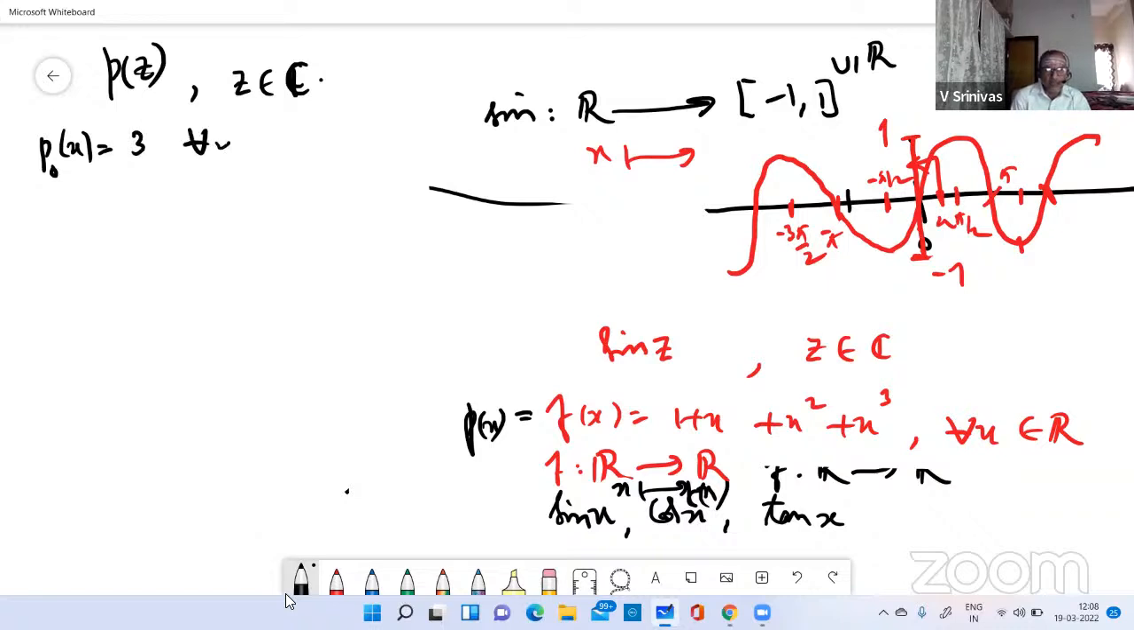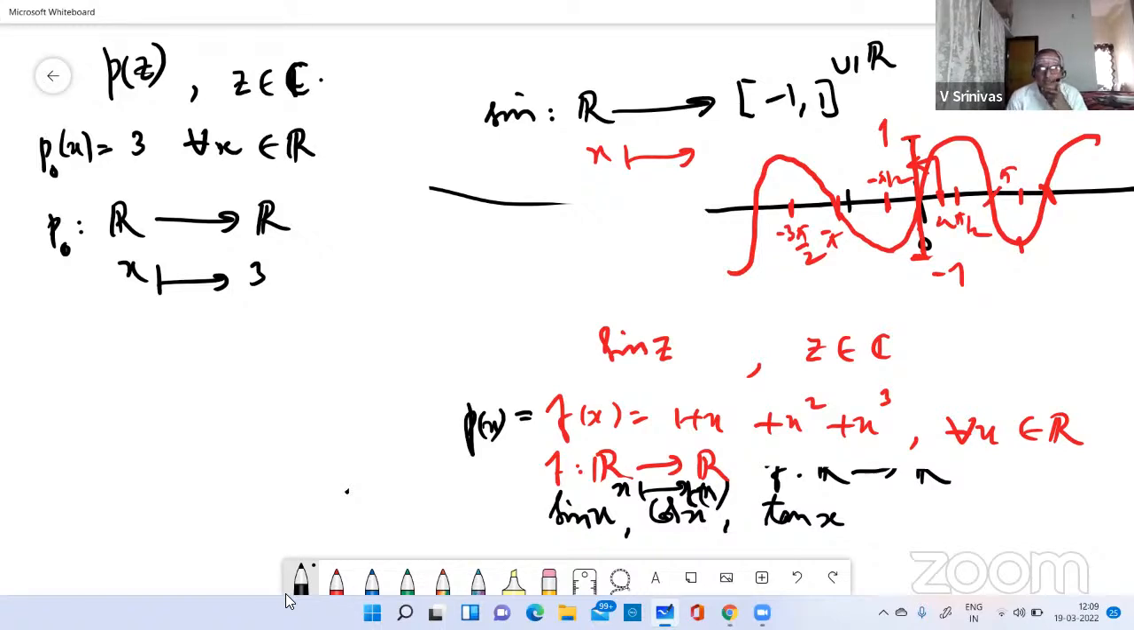So this is for all x belonging to R. p naught is a real valued function of real variable. It takes every real number to 3. If x is any real number, p naught of x is 3. This is called constant function, constant function 3.